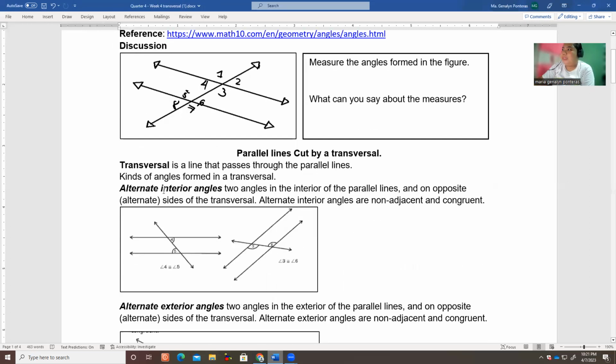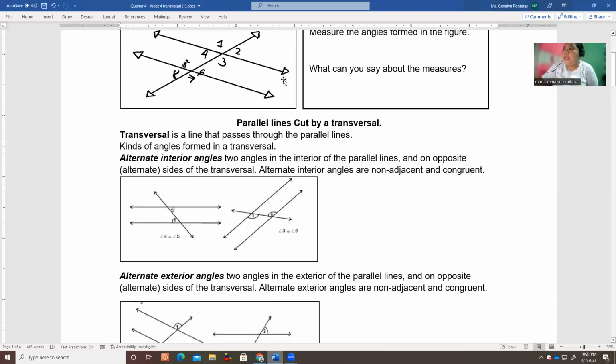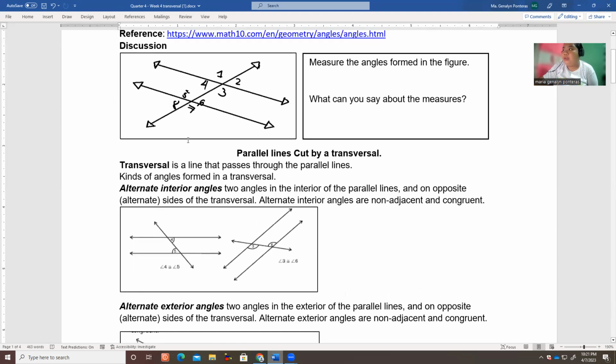So you're going to measure the eight angles here, and later we're going to discuss the pair of angles present in parallel lines cut by a transversal. So parallel lines are pair of lines that did not meet. No matter how long you extend the two lines, they will not meet. And a transversal line passes through the parallel lines at two distinct points. Ibig sabihin, sa bawat line, magkaiba yung points na dadaanan ni transversal.